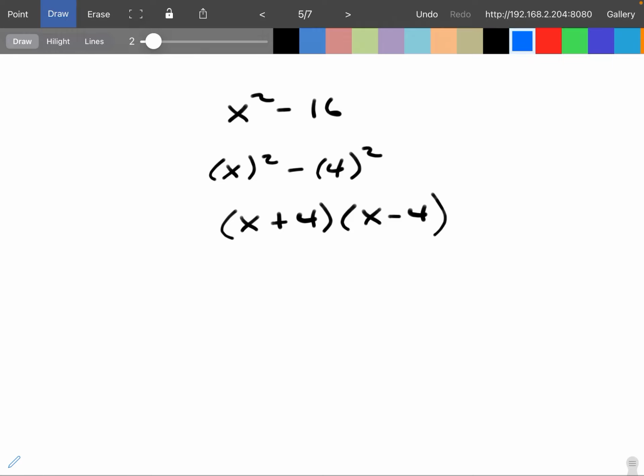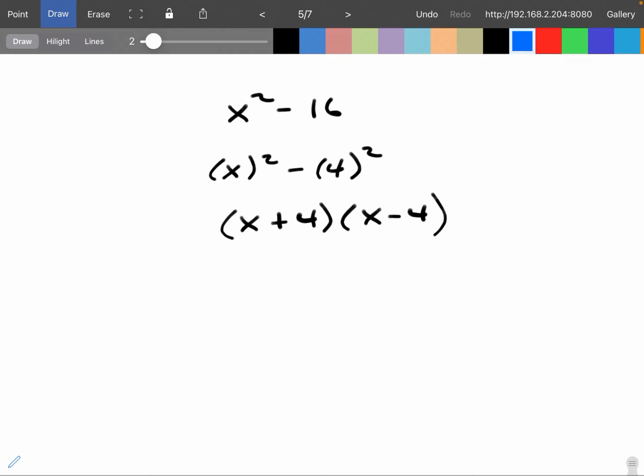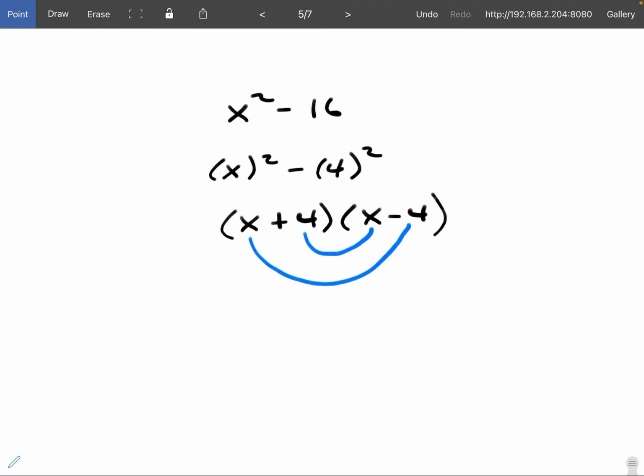Again, those two factors are identical, except one has a plus in the middle and the other one has a minus. And when you multiply, obviously the x times the x gives you x squared. But then if you multiply these two together, you get negative 4x. And if you multiply these two together, you get positive 4x. If you add those together, you get 0x, so it cancels out. That's why there's no b. All right, b is 0. And then you would do the positive 4 times the negative 4, and that would give you the negative 16 right here.